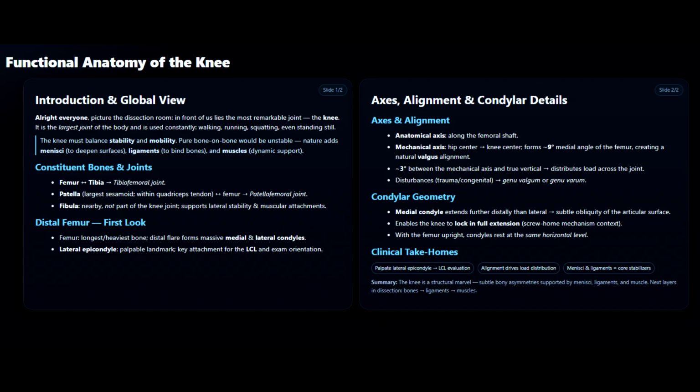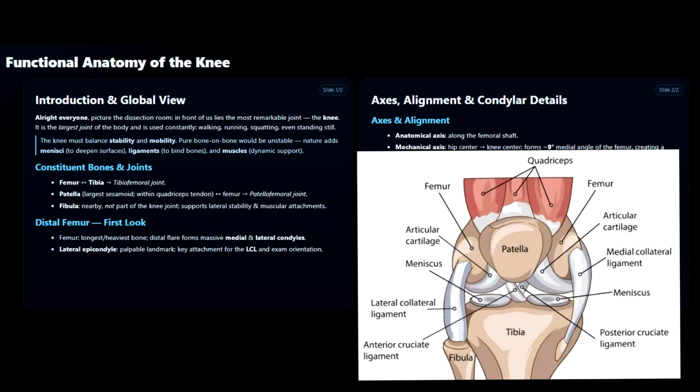Think about how often you use it. Walking, running, squatting, even just standing upright. It is a joint that endures enormous loads and, at the same time, has to balance stability and mobility. This balancing act is made possible by a set of unique structures: menisci, cruciate ligaments, and a carefully arranged set of bony surfaces that, interestingly, are not naturally compatible.